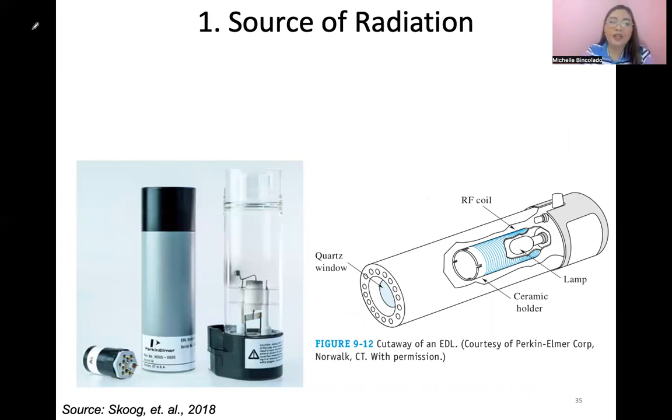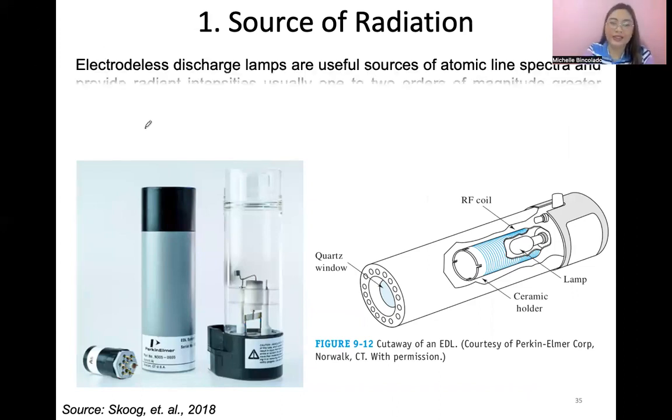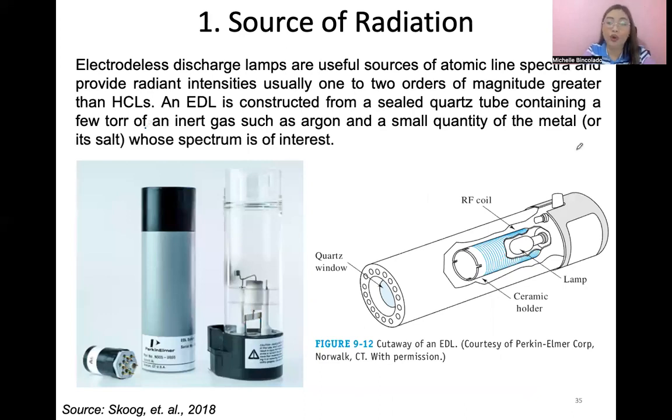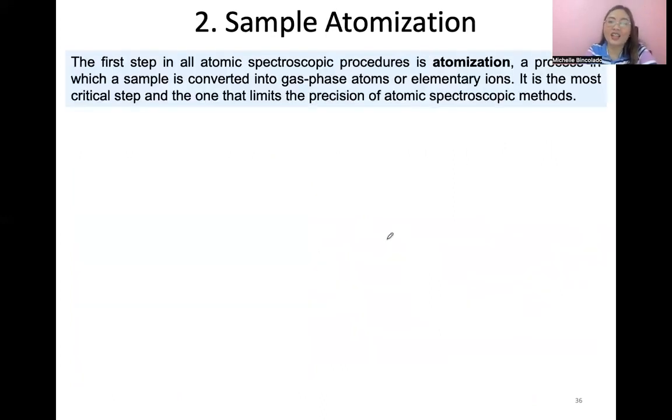So this lamp is called electrodeless. Okay, electrodeless discharge lamp or EDL. Yan guys, yung kanina HCl, hollow cathode lamp. Ito naman guys ay EDL, electrodeless discharge lamps. They are useful sources of atomic line spectra and provide radiant intensities usually 1 to 2 orders of magnitude greater than hollow cathode lamps. An EDL is constructed from a sealed quartz tube containing a few torr of an inert gas, such as argon, and a small quantity of the metal whose spectrum is of interest. Okay? Ayan guys, ang EDL.